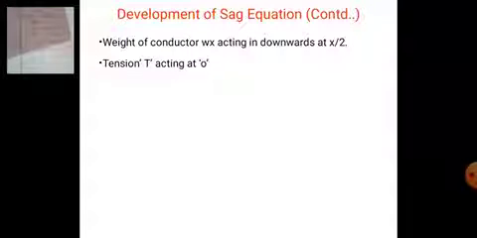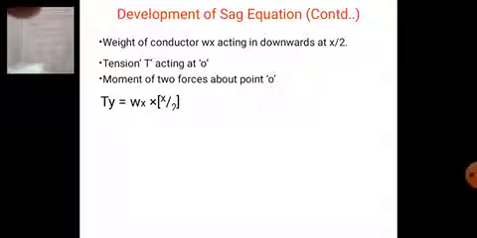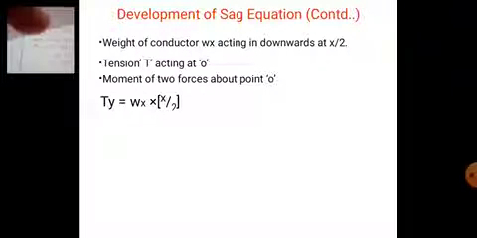The two main points are the tension T acting at O and the moment of force about point O. Equating the two moments, T into Y is equal to WX into the lever arm X by 2. So Ty is equal to WX into X by 2. From this we get Y equal to WX square by 2T.